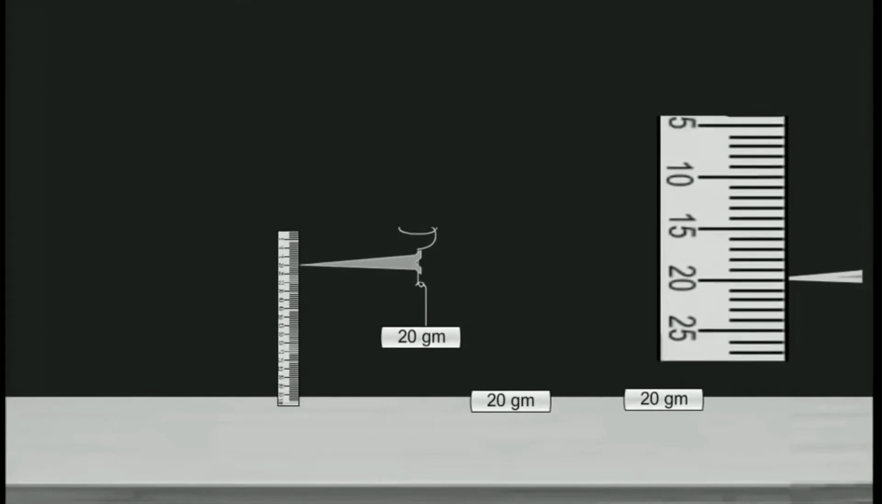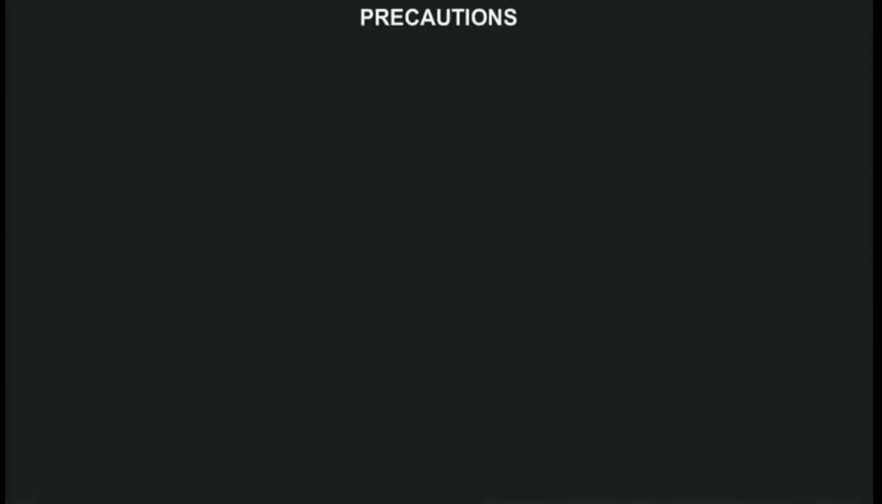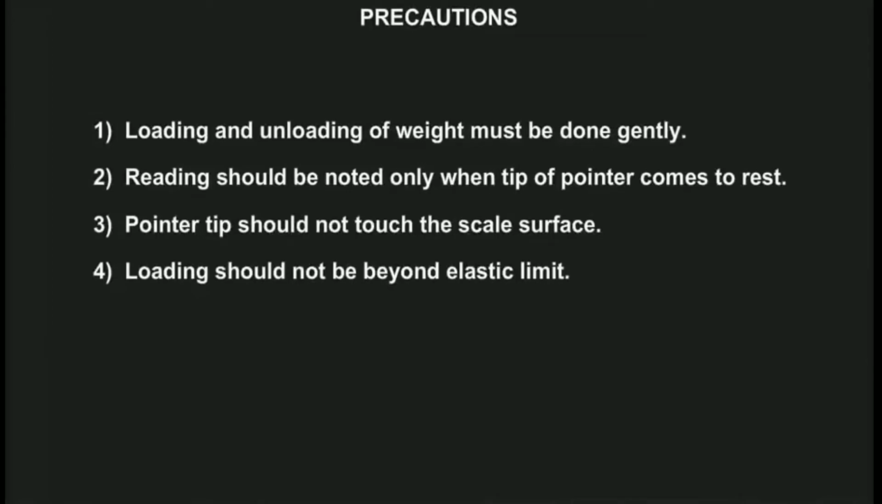So like this, it is very simple: attachment of the weights and notation of the reading on the scale. So these precautions we have to take during our experiment. Follow these precautions so that your reading should not deviate from the actual value.